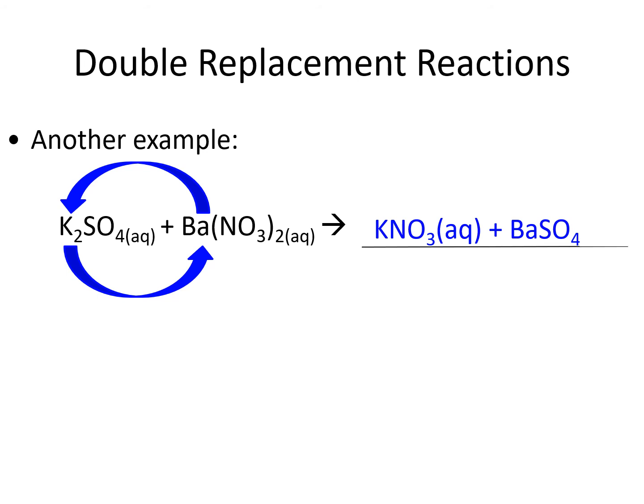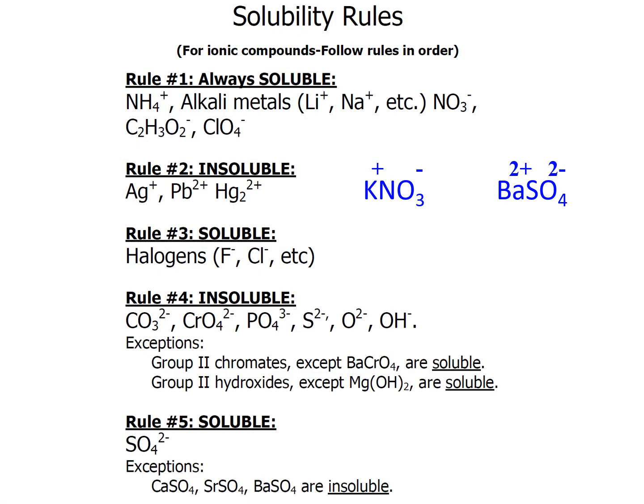What about barium sulfate? Well, I don't see Ba2+ or sulfate 2- in Rule 1 or Rule 2 or Rule 3. I don't even see it in Rule 4. There's an S2- and an O2-, but it's not SO4 together. Now I do see sulfate in Rule 5, and my first glance says Rule 5 soluble, and I go, oh, that means barium sulfate is soluble.